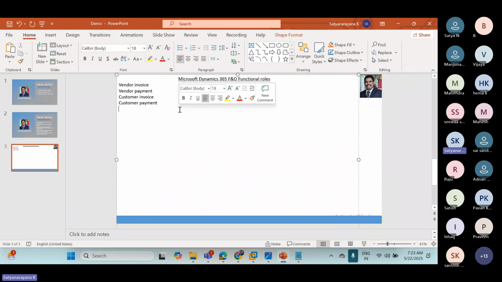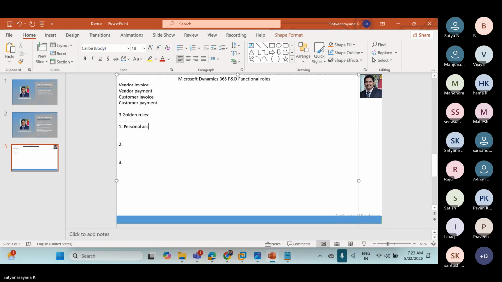Okay, so if you want to understand this, there are 3 golden rules in commerce. What are these 3 golden rules? Can anyone tell me? Whoever knows the 3 golden rules, help me. Personal accounts: debit the receiver, credit the giver.